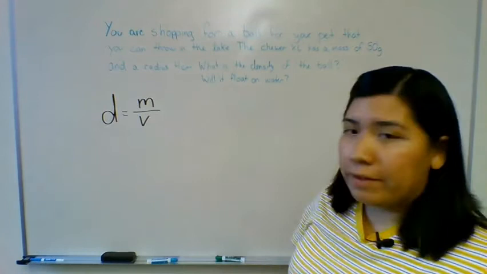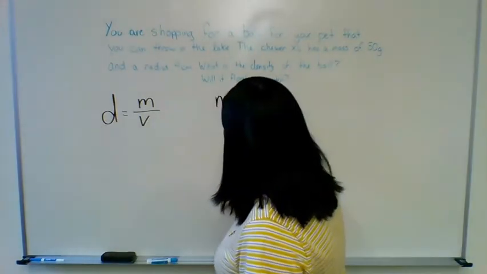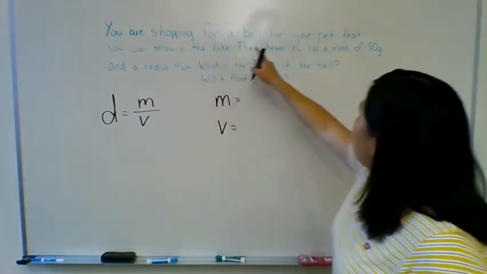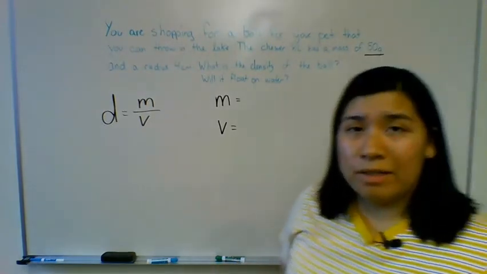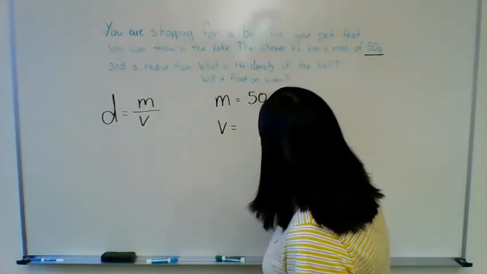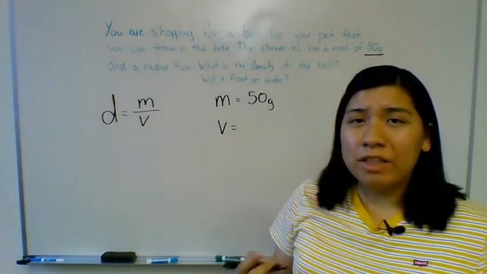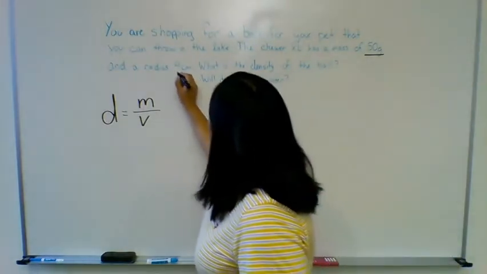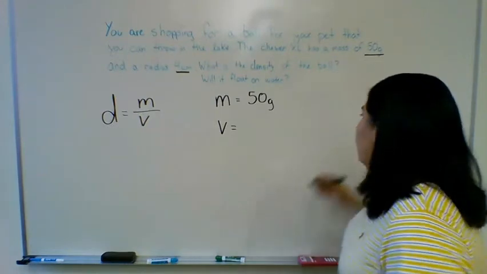Okay, so I'm going to find those variables in my problem to find density. So I'm looking for mass and I'm looking for volume. I see that we have 50 grams as my mass. We know that grams is a unit for mass, so I'm going to put 50 grams here. Now for volume, you're looking for something that has centimeters cubed or meters cubed. So I see that we have 4 centimeters, so that means I'm going to have to get the volume of this ball.